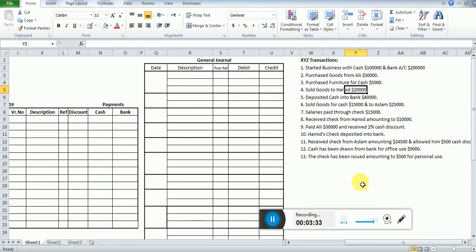The first: we have started business with cash $100,000 and bank $200,000. Assume these are the entries. What is a debit entry here? We have cash and we have bank, both of them debited. Cash, how much debited? $100,000, and bank $200,000.